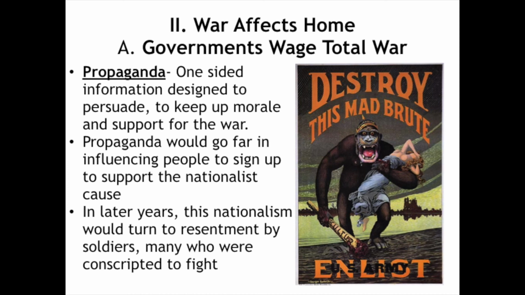As we can see in this particular picture, they're depicting the Germans as these evil, sort of ape-like creatures that will decimate our women and destroy our society. In later years, nationalism would turn to resentment by the soldiers, many of whom were conscripted, meaning forced to fight, and these soldiers would not be very happy about it.